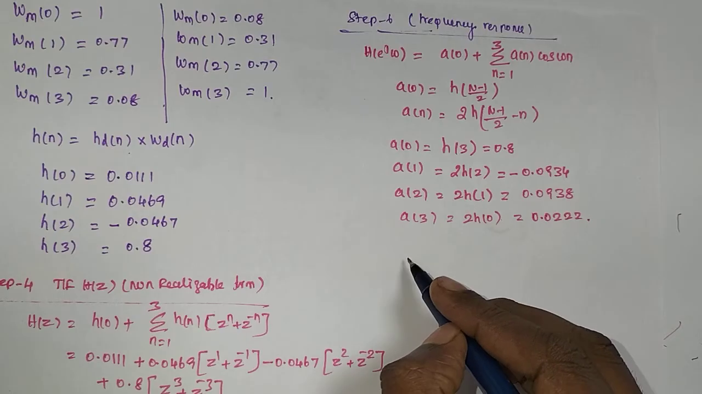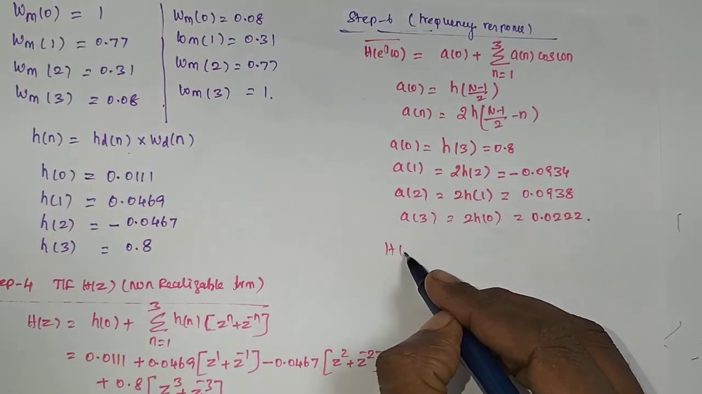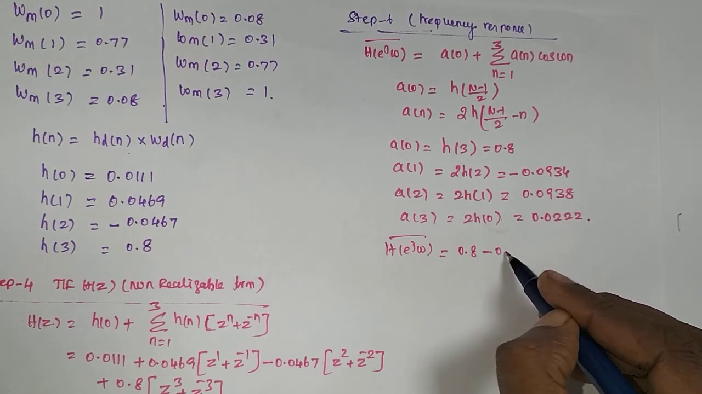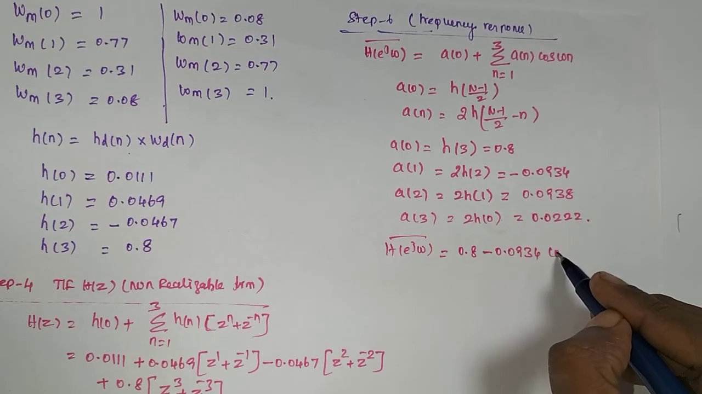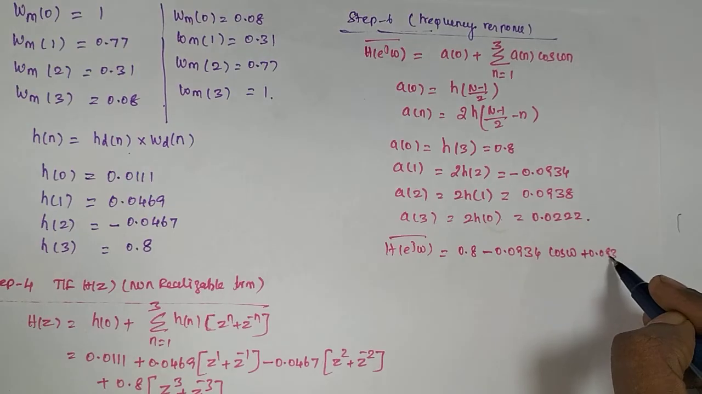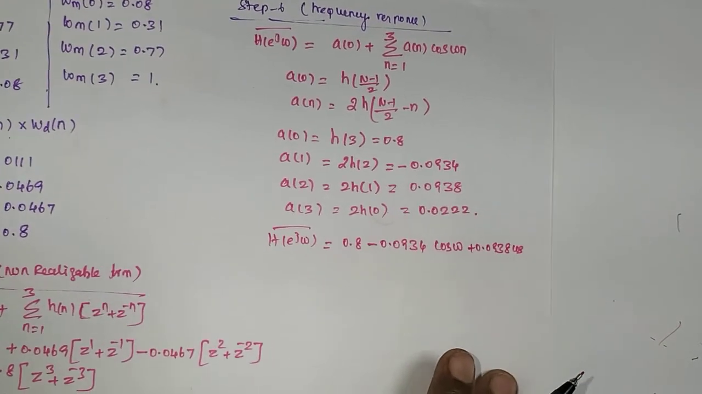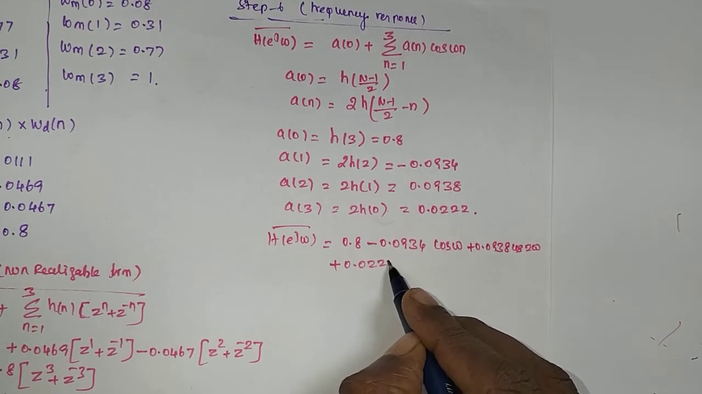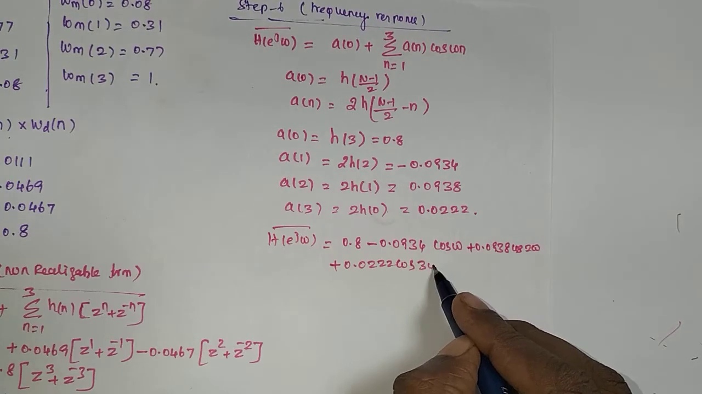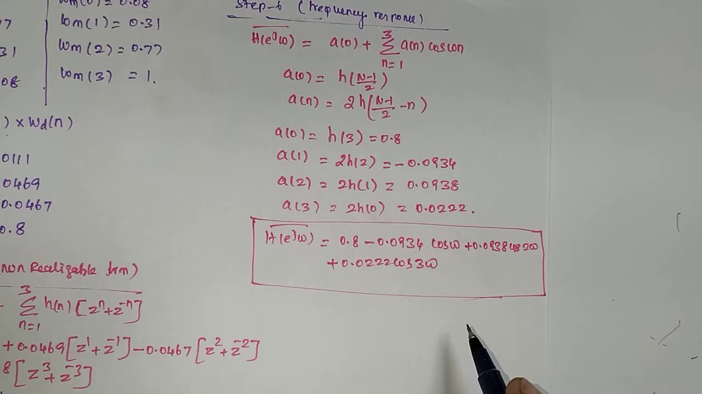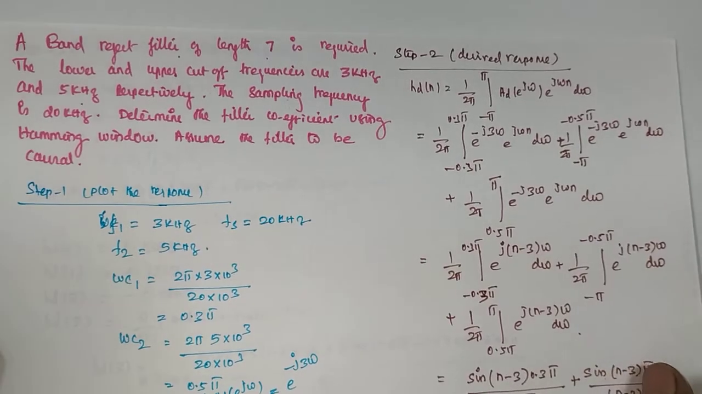So from this, the frequency response H of e power j omega is equal to 0.8 minus 0.0934 cos omega plus 0.0938 cos 2 omega, and then plus 0.0222 cos 3 omega. So this is the actual frequency response for the band reject filter. Let me brief about the problem which we analyzed.